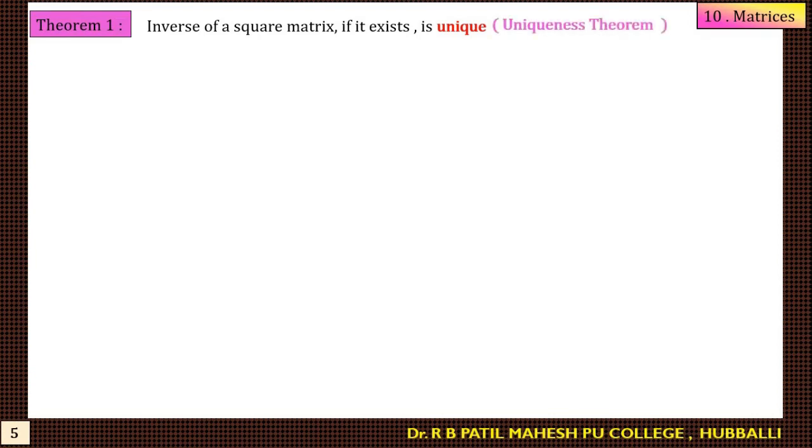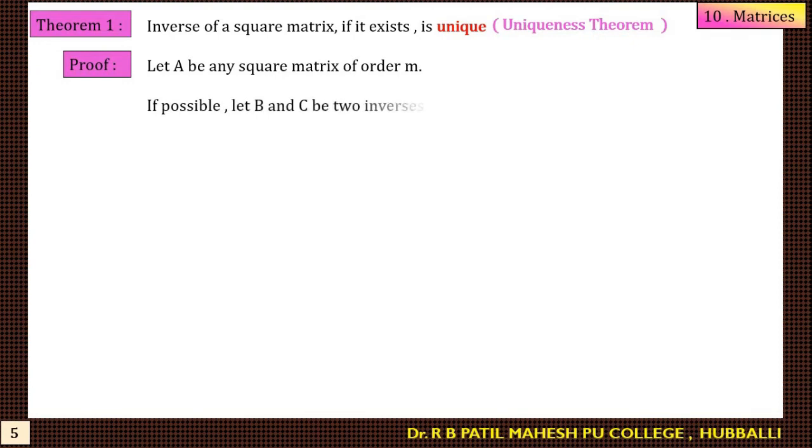And this theorem is known as the uniqueness theorem. Okay, let me prove this by contradiction method. So let me first take one square matrix of order M. Let A be any square matrix of order M, and if possible, let me take there are 2 inverses of A.